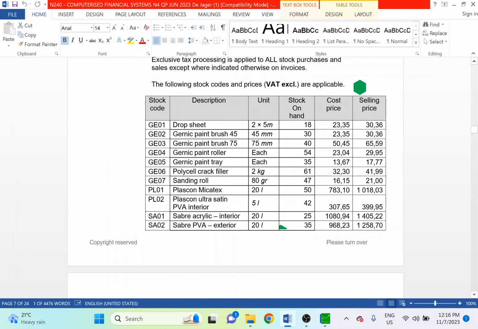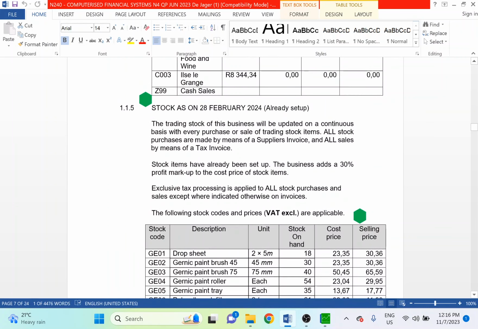Under stock, the last item that we have from Genic is GE07, which means the next item has to be GE08. Now for selling price, we add a profit markup of 30%.